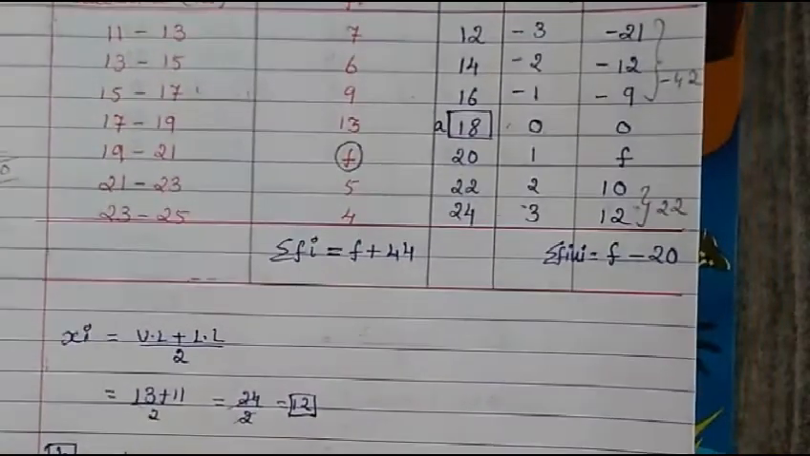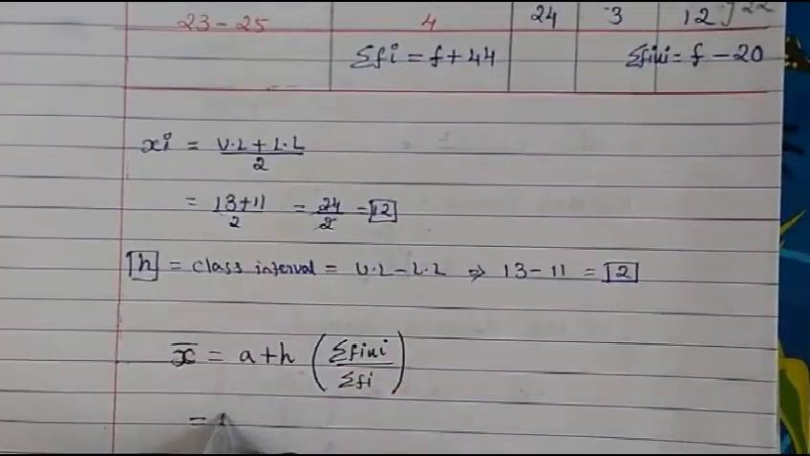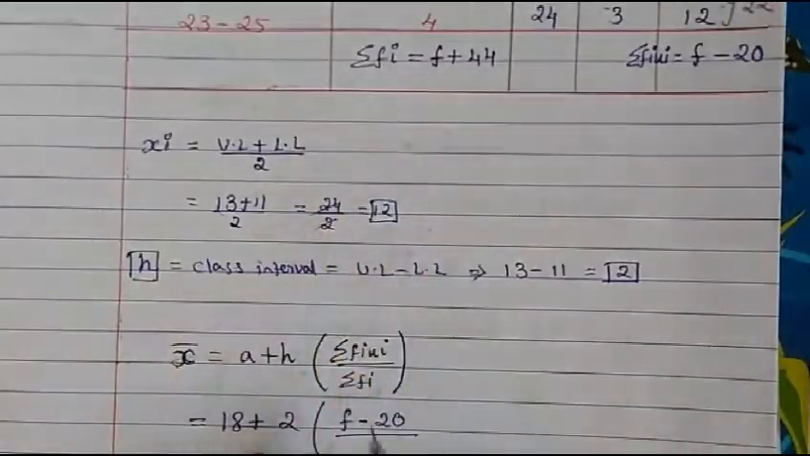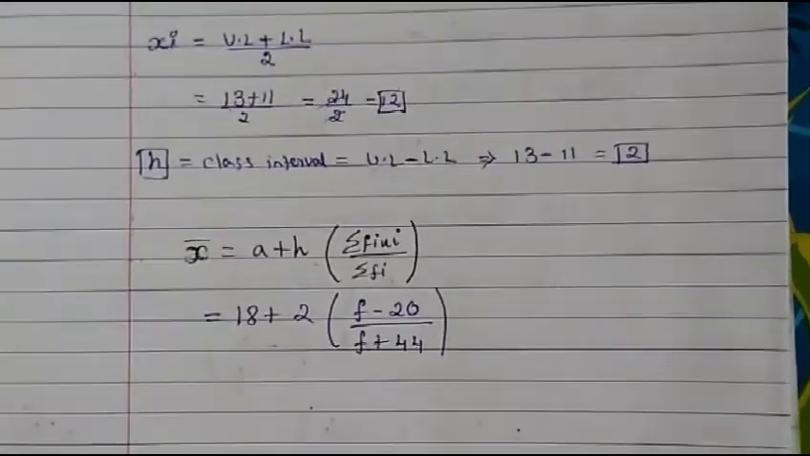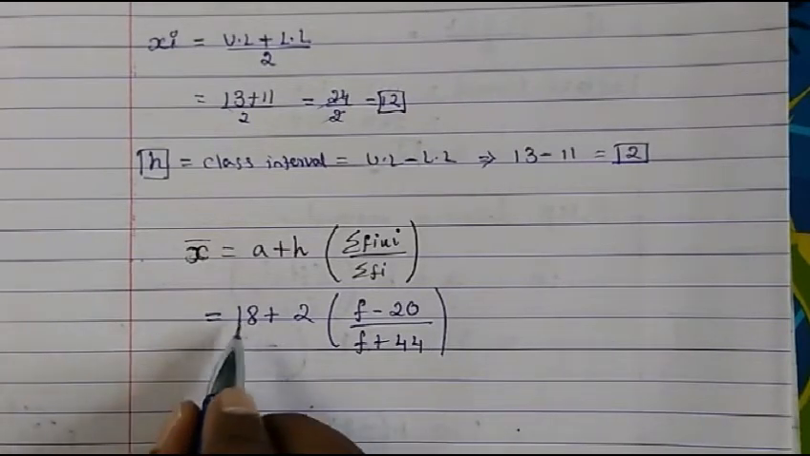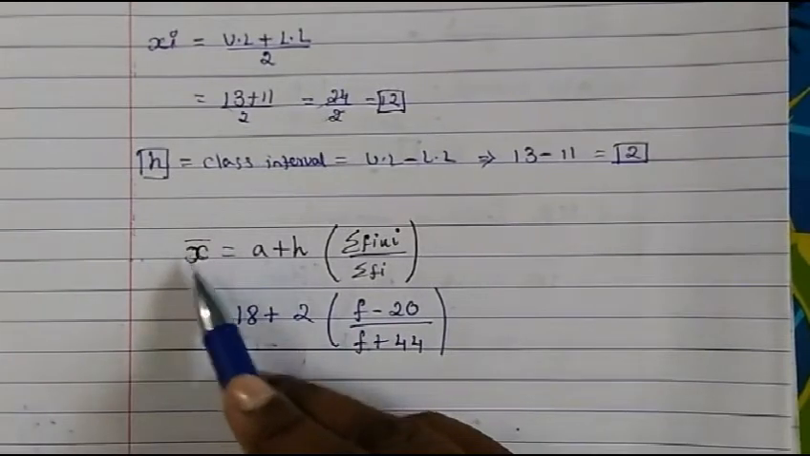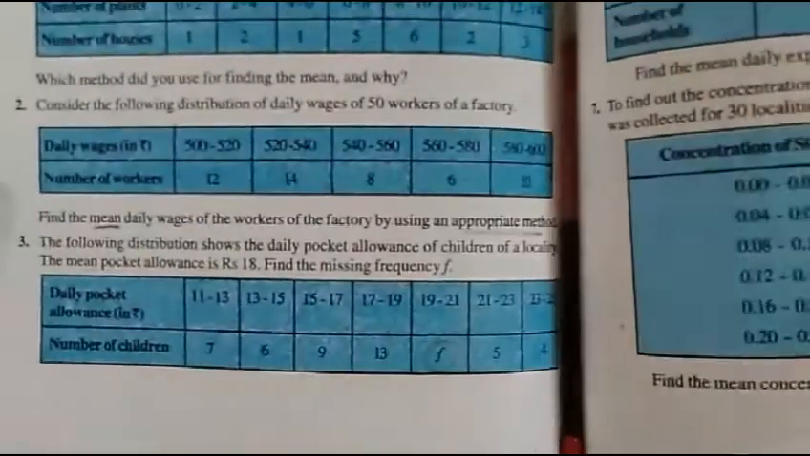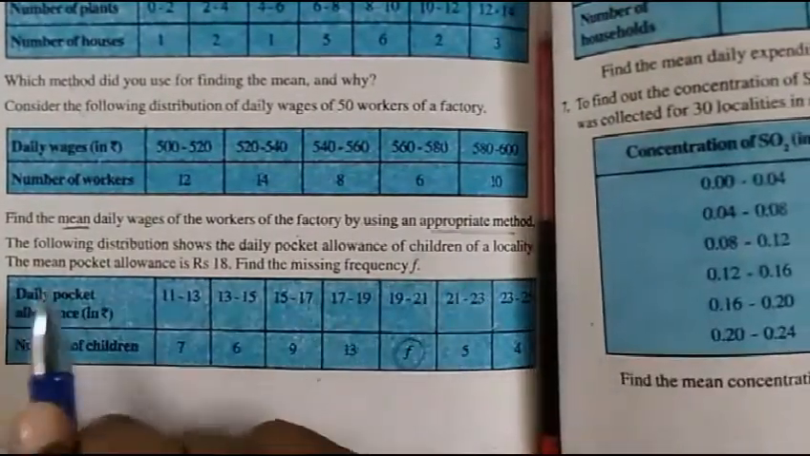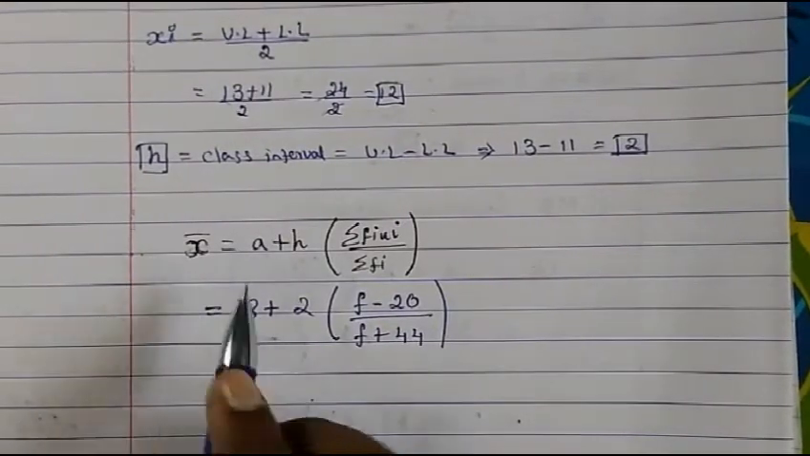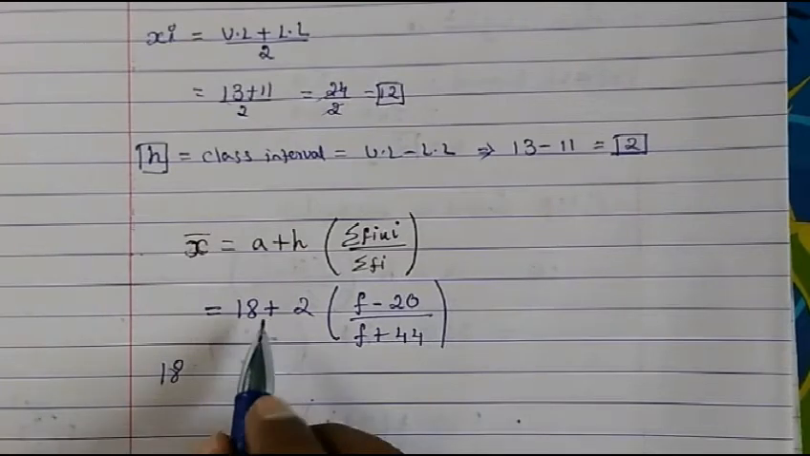So a value we know, a is 18, plus h we know, class interval, that is 2. Summation of fi ui we know, that is f minus 20. Summation of fi is f plus 44. Okay, so now let's bring this 18 to this side. By the way, in the question, x bar also is given to us. If you see question 2, following distribution shows the daily pocket allowance of children of a locality. The mean pocket allowance is rupees 18. So mean is given to us. Now this 18 we will bring to this side.